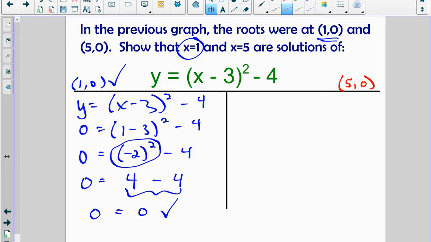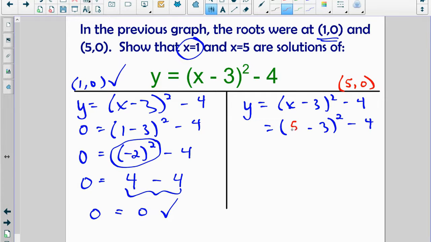Now let's check (5, 0) and see if that will solve our equation. y equals (x minus 3) squared minus 4. So I'm going to substitute my values for x and y.